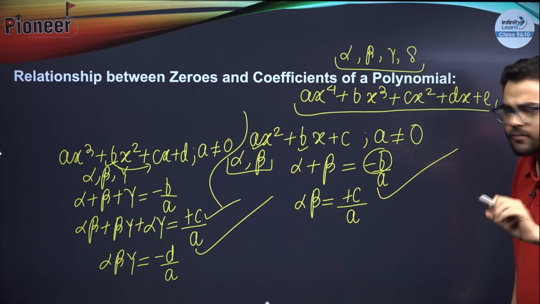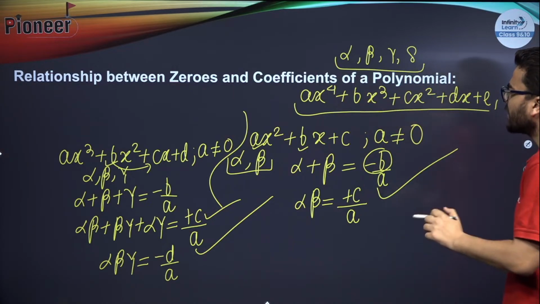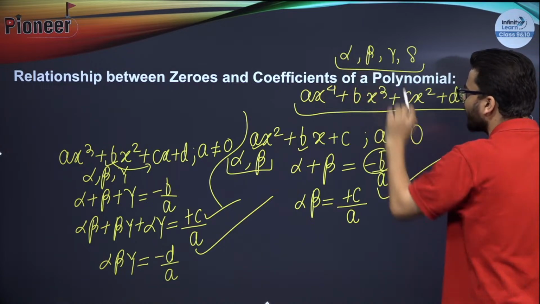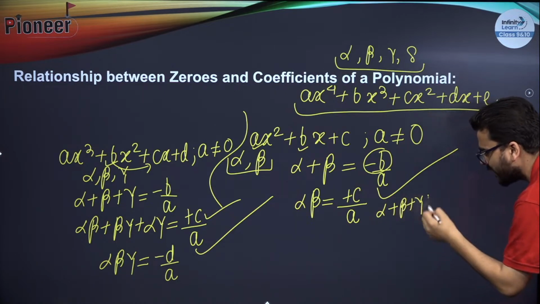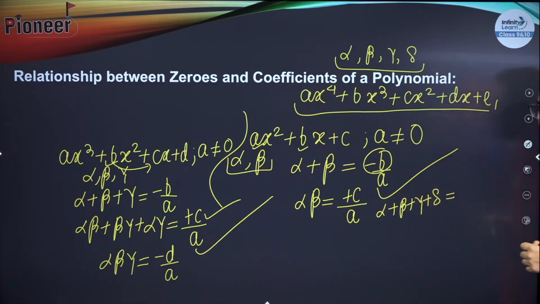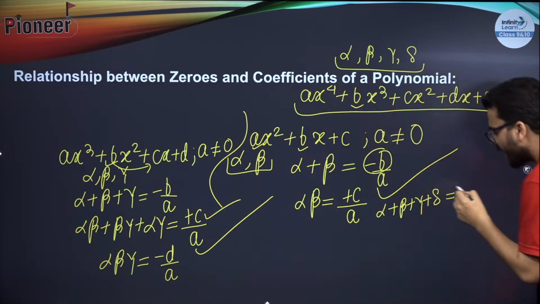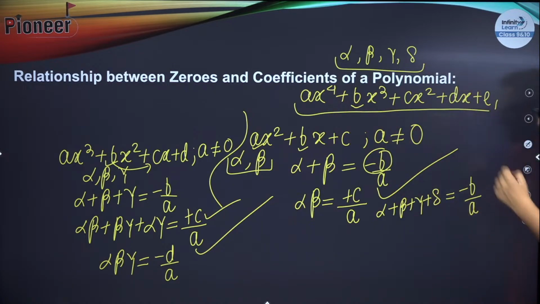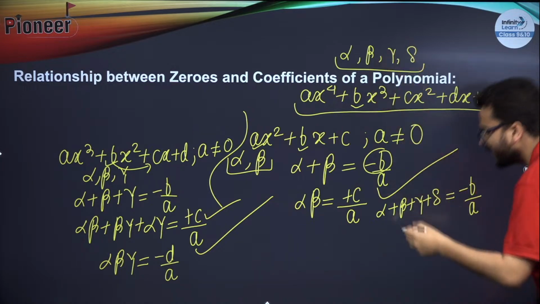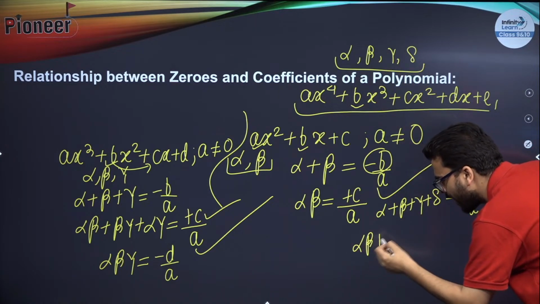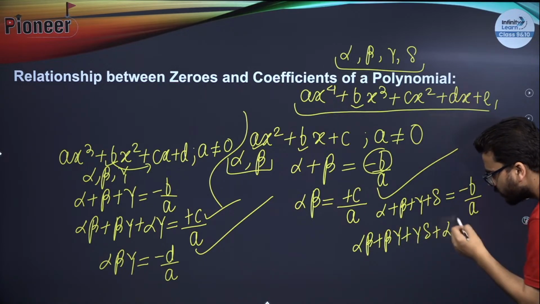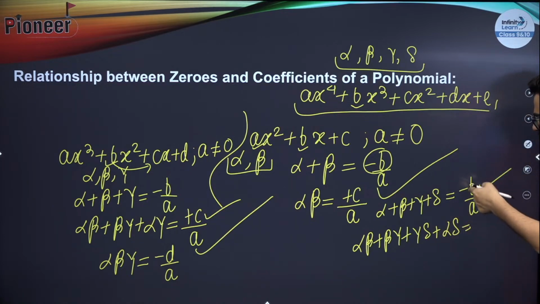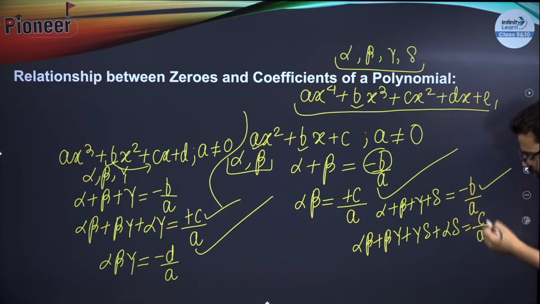Now the same pattern will happen over here itself. What is the first pattern? You will take one zero at a time, which means alpha plus beta plus gamma plus delta. Now again it will be minus b by a only. Now what will you do? You will take 2 zeros at a time. So alpha beta, beta gamma, gamma delta, alpha delta. So from minus b by a, change the sign to plus c by a.